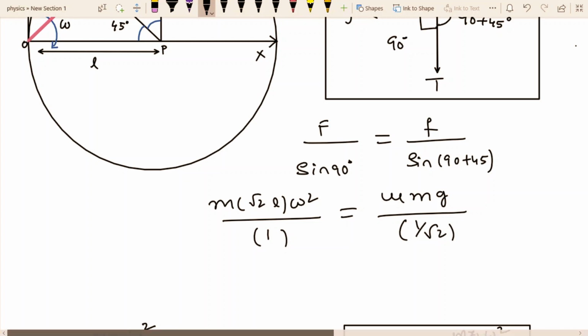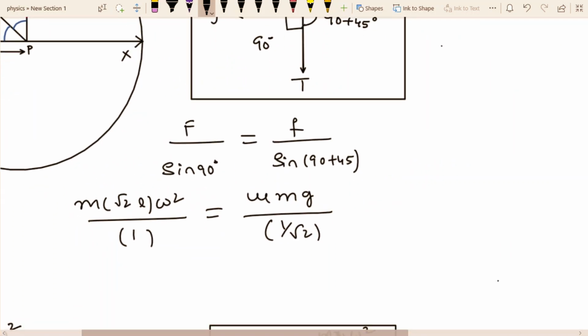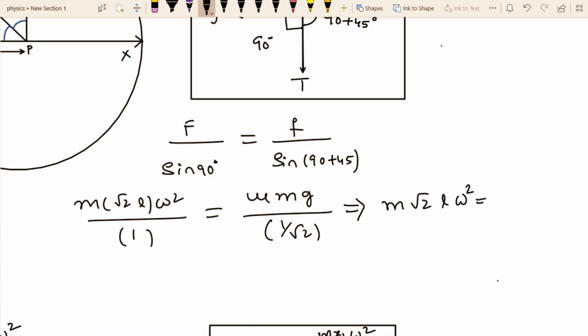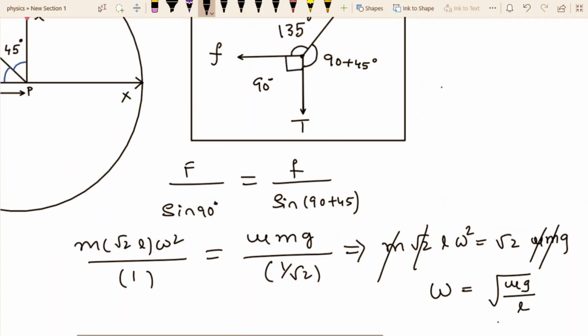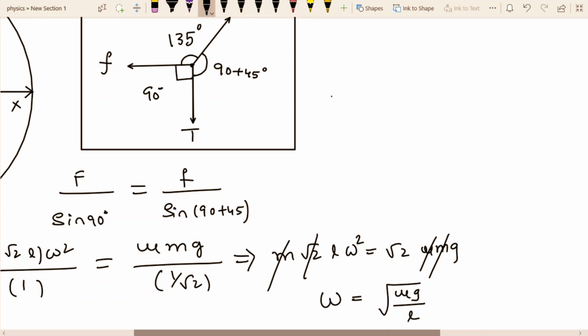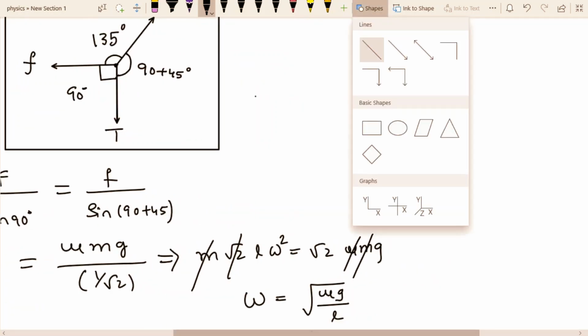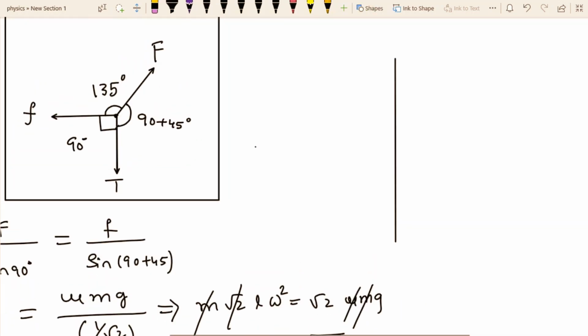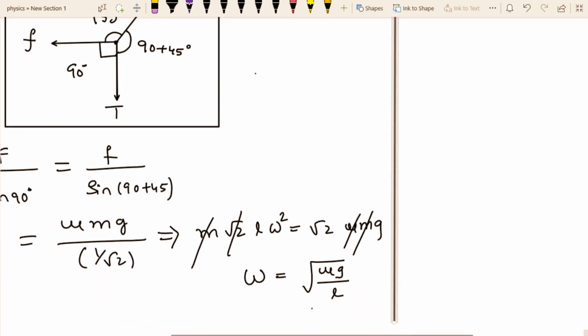So now let us simplify this. Let's see what we will get. So m into square root 2 into L into omega square is equal to root 2 into mu into mg. So m can be cancelled, root 2 can also be cancelled, and omega we are getting as square root over mu g divided by L. Okay, so this is the angular speed of rotation of the platform at which the disk A will begin to slide.